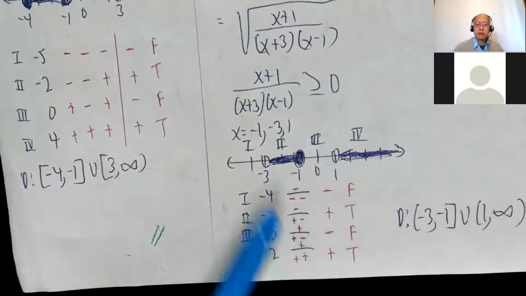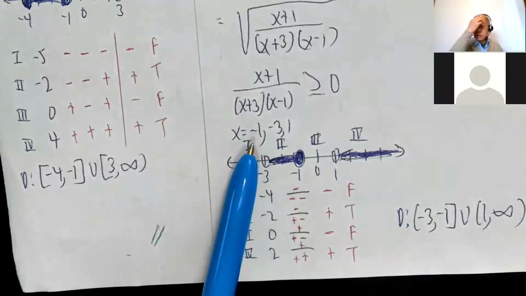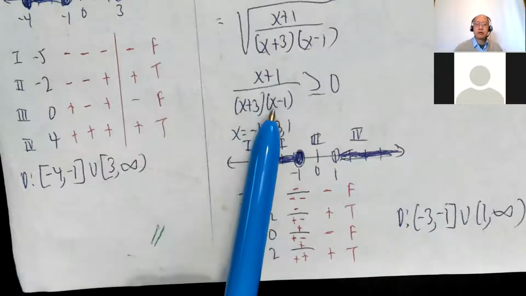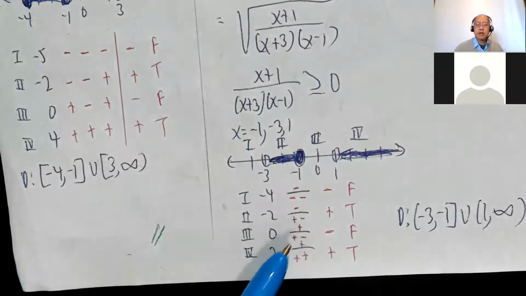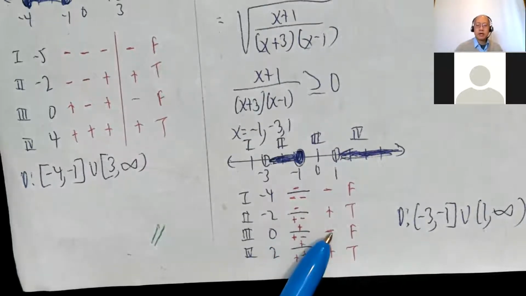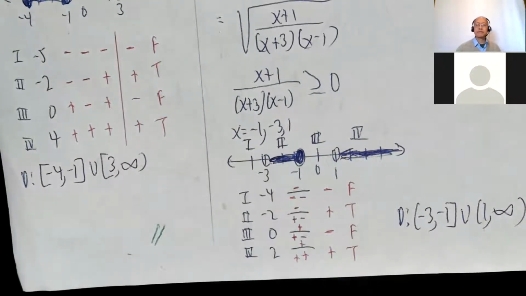Region 3, 0. 0 plus 1, positive. 0 plus 3, positive. 0 minus 1, negative. Positive divided by positive times a negative, there's 1 negative, so the whole thing is negative. Negative greater than or equal to 0, that's false, so do not shade in region 3.